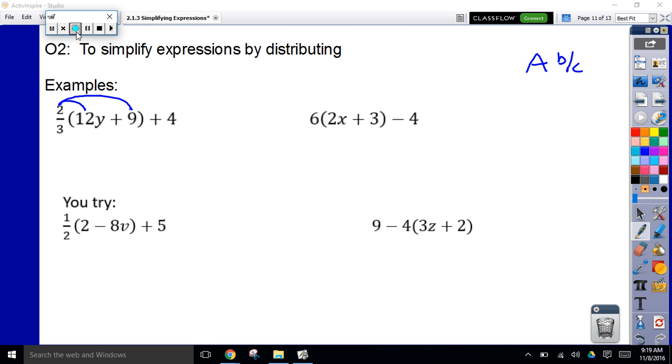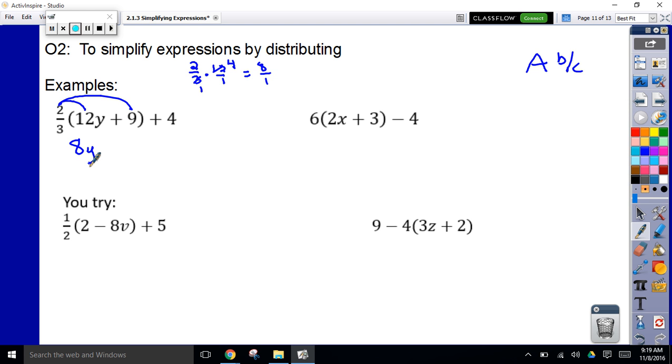Okay, so 2/3 times 12y. I'm going to do this without using the calculator. I'm just going to write it up here, and I'm going to do 2/3 times 12 over 1, just because that will help me see how I can cross simplify and multiply. 3 goes into 12 4 times, and then multiplying straight across gives me 8 over 1. So 2/3 times 12y is just going to be 8y.